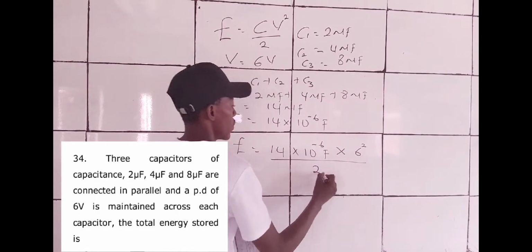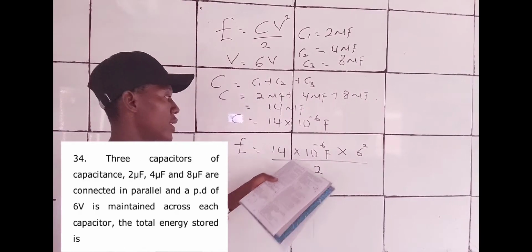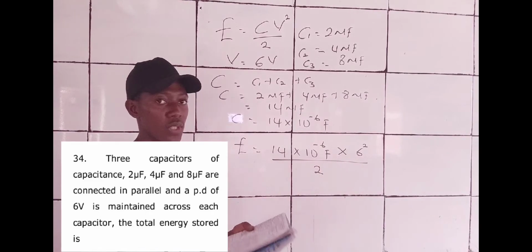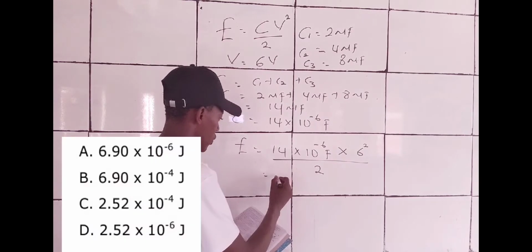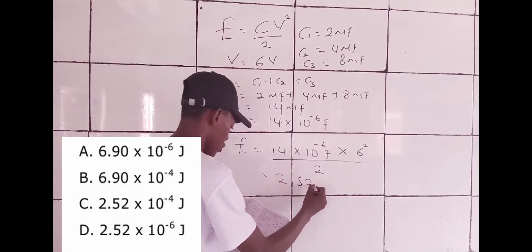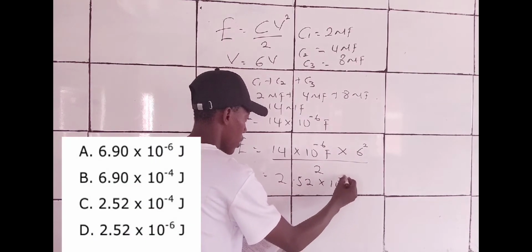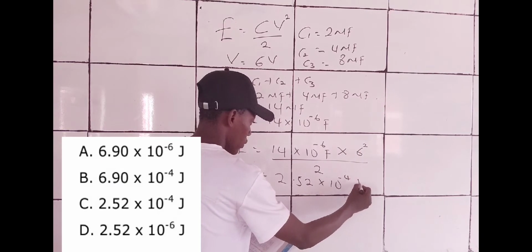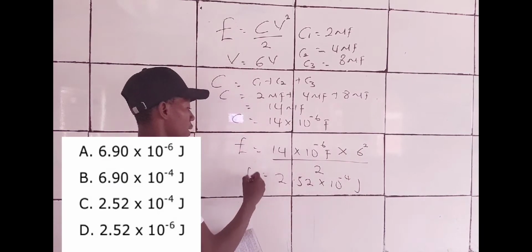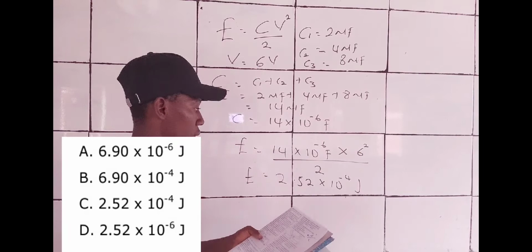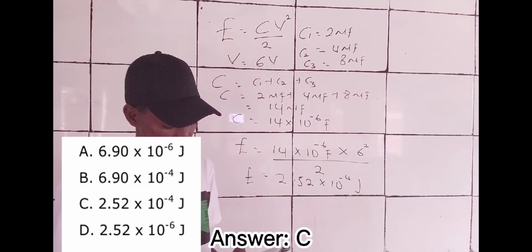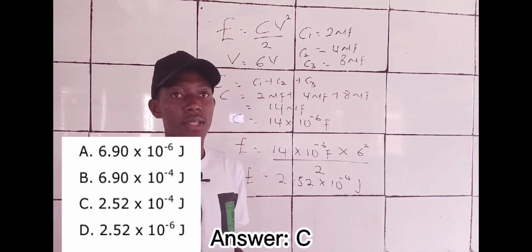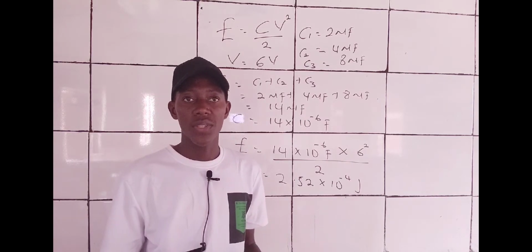And when we carry out this, we multiply this by 6 squared, which is 36, and we're going to have 2.52 times 10 to the power of negative 4 joules. So now the energy is 2.52 times 10 to the power of negative 4 joules, which makes option C the right answer. I hope that answers the question.